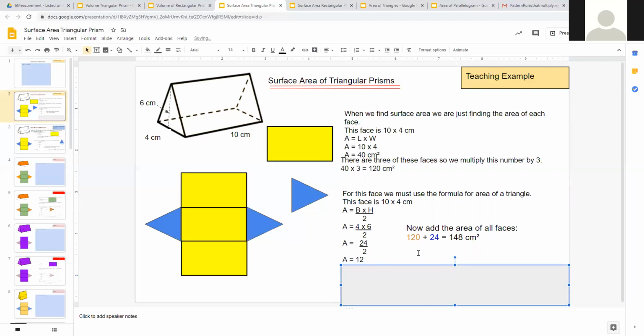But just like with the yellow rectangle, I notice that there are 2 blue triangles, which means I'm going to need to multiply my answer by 2 to get the correct answer. And that gives me 24 centimeters squared.